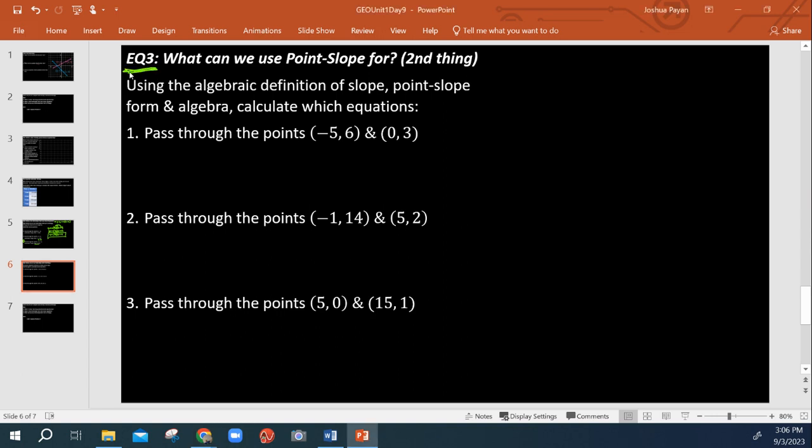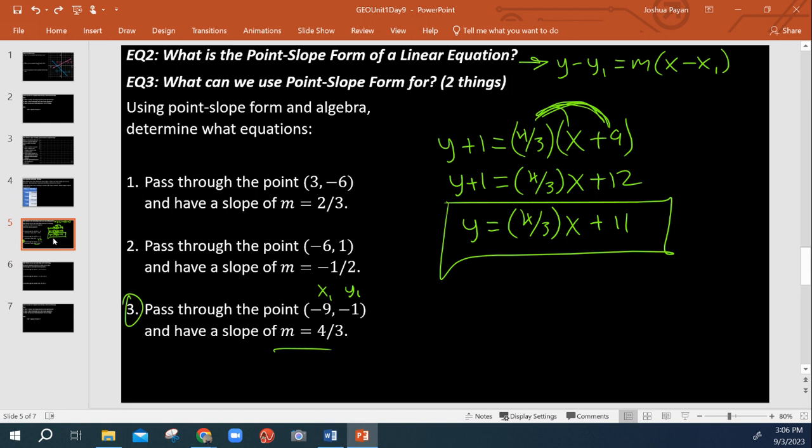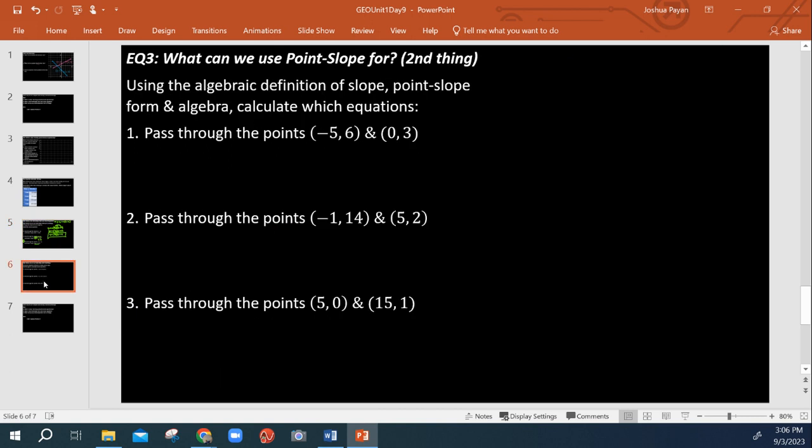Okay, so in this video, we're looking at our other use for point slope, and this is us calculating a linear equation given only 2 points. So in our last video, we were given a single point and the slope, which is all you need, right? But this time, now we're only given 2 points. We are not given the slope.